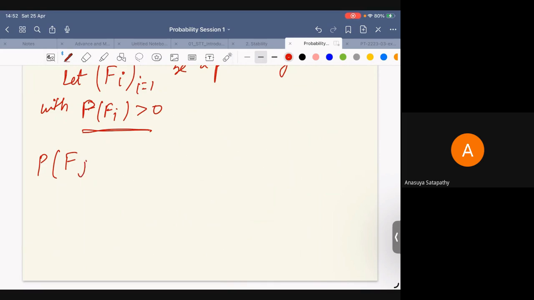So the probability of Fj given E. This is just the formula we will apply in the exam question. Fj intersection E. I am applying the multiplication formula now.